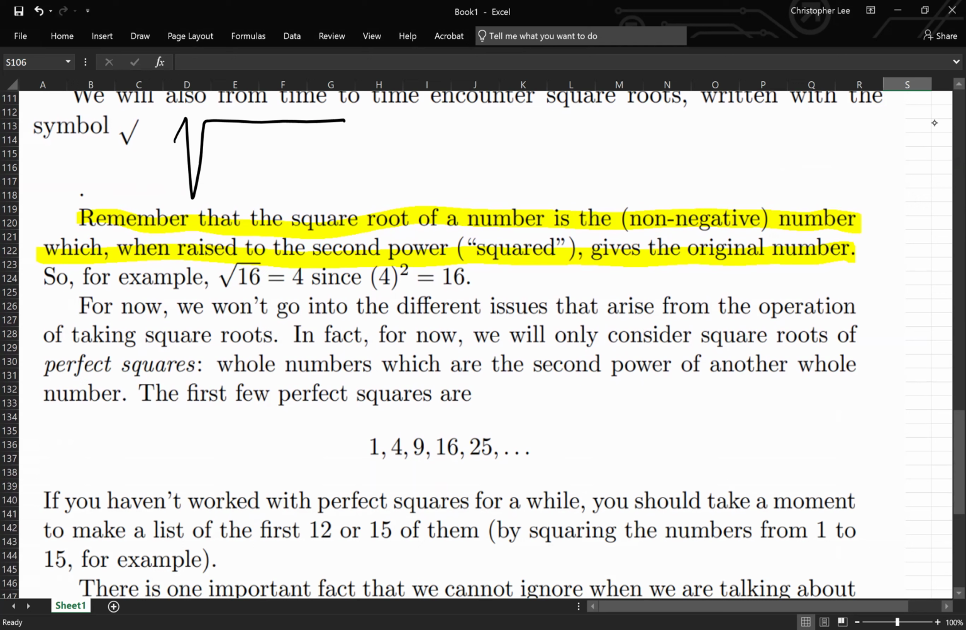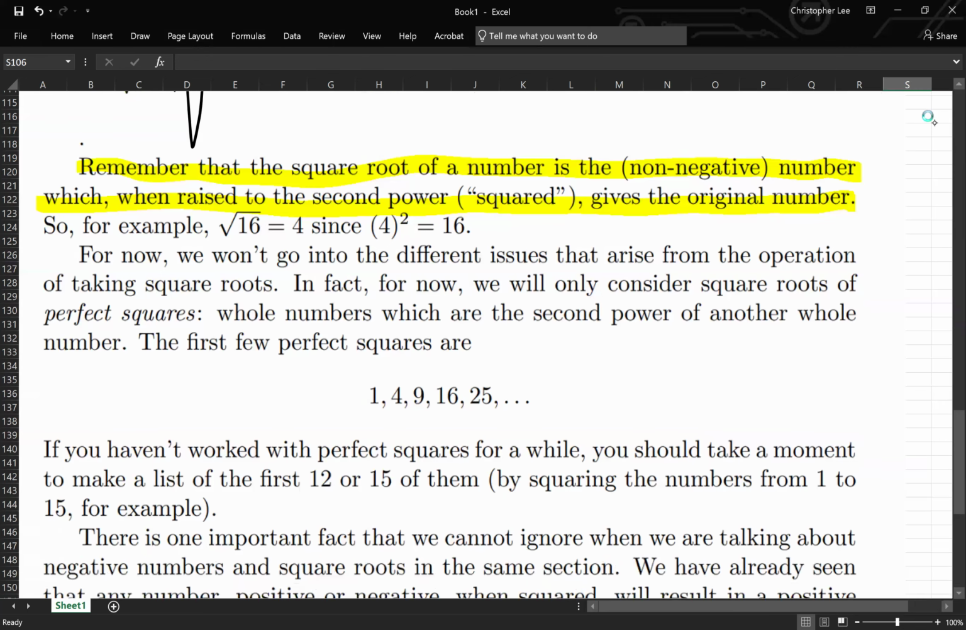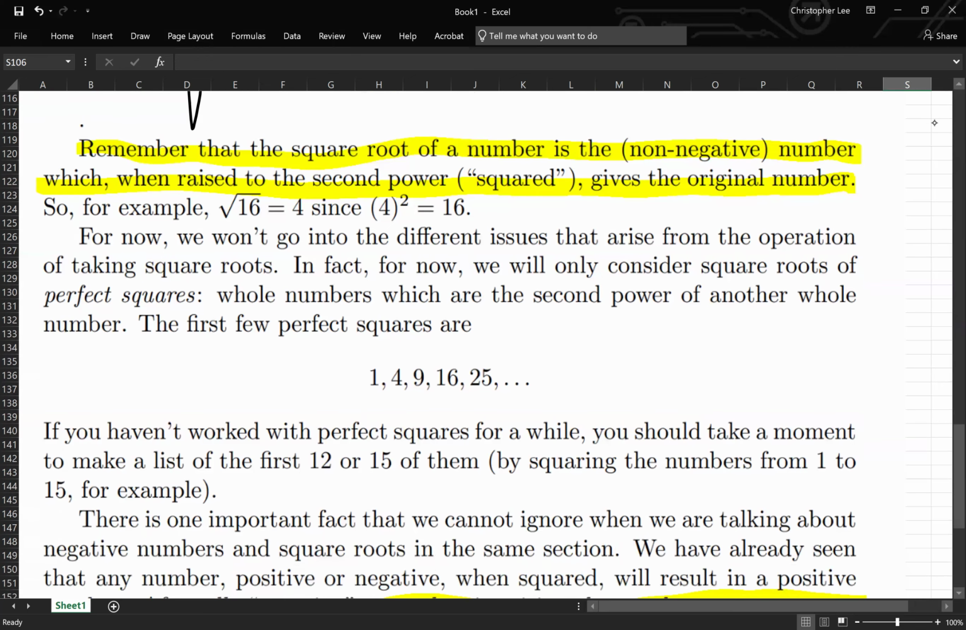If you haven't worked with perfect squares for a while, you should take a moment to make a list of the first 12 to 15 of them by squaring the numbers from 1 to 15, for example. So 1 squared is 1, 2 squared is 4, 3 squared is 9, etc.